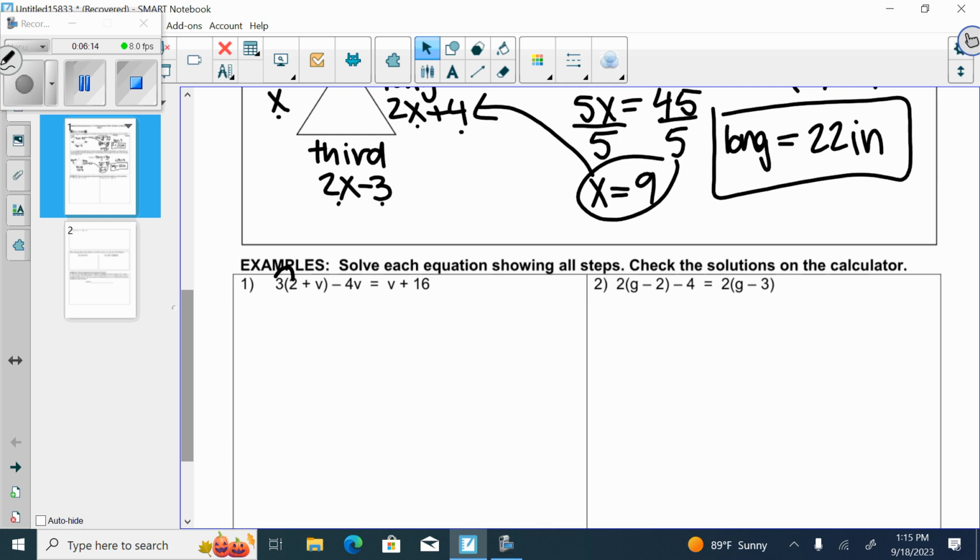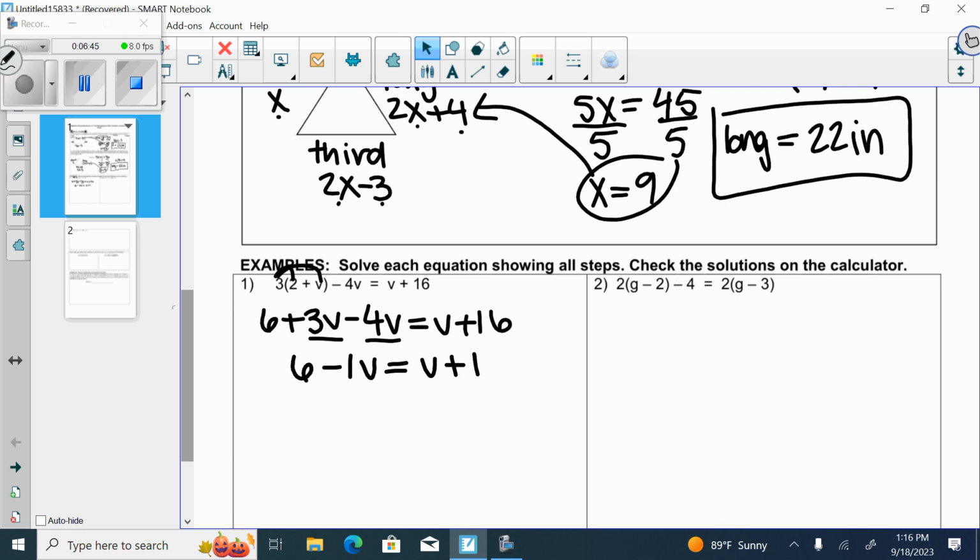So 3 times 2 would give us 6, good, and 3 times v is 3v. So I got 6 plus 3v, minus 4v equals v plus 16. Good. And then you put together 4v and 3v. Very good, and 1v. When I combine like terms, I'm putting them together as they are, right? 3 minus 4 would be negative, yes. So 6 minus 1v equals v plus 16.